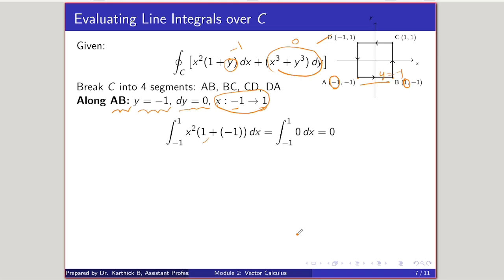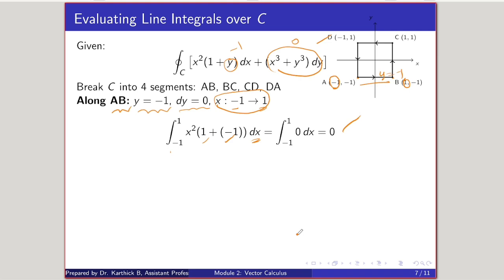And here it is plus 1. If I substitute minus 1, the whole thing becomes 0. Finally, along AB, I am getting the value as 0. I am substituting the value for x from minus 1 to plus 1, because we have only one integral. So this whole thing becomes 0, that is the dx part. So we want to substitute the limit for x.